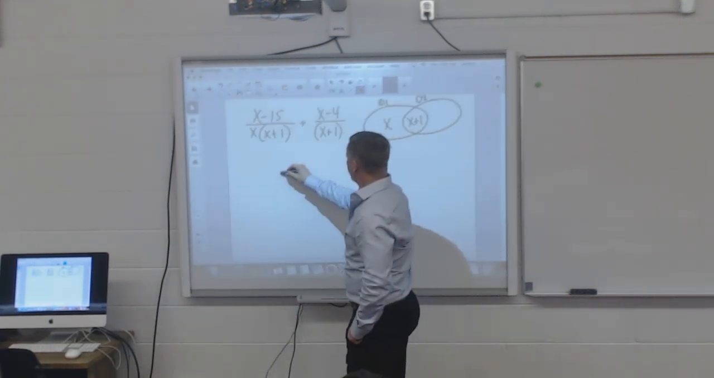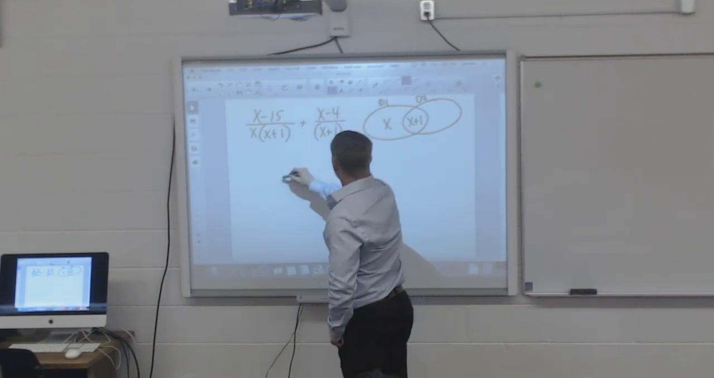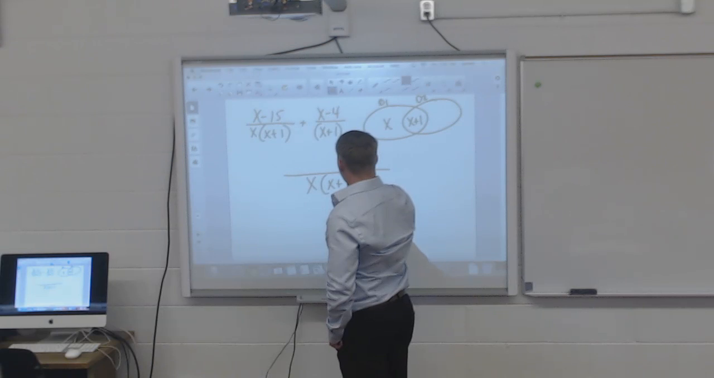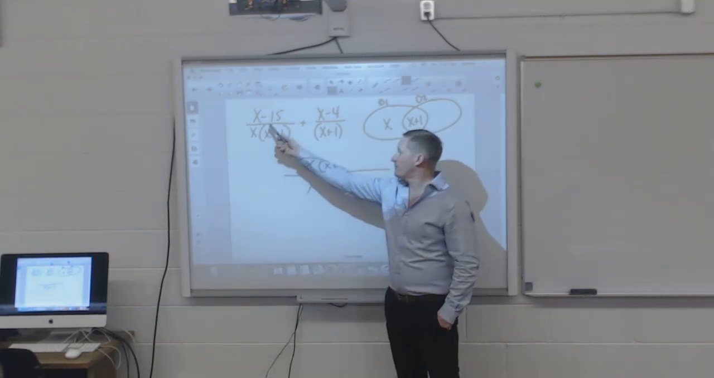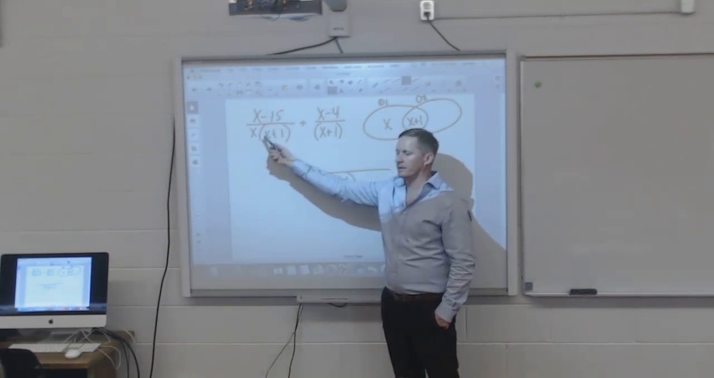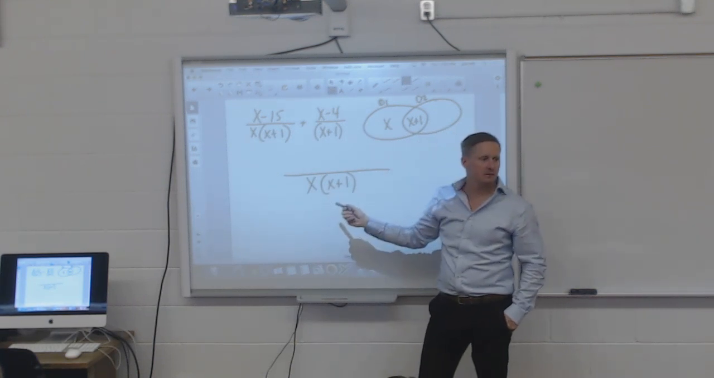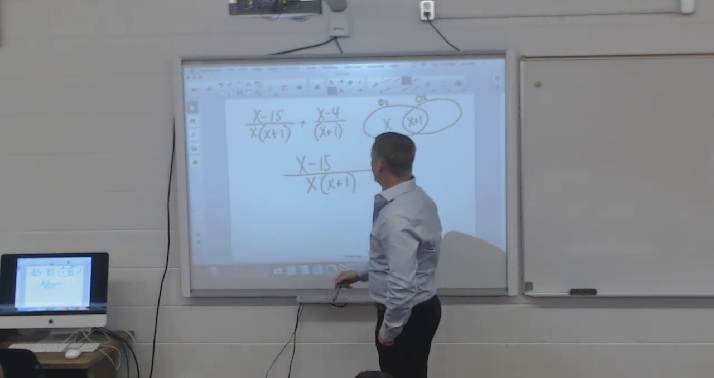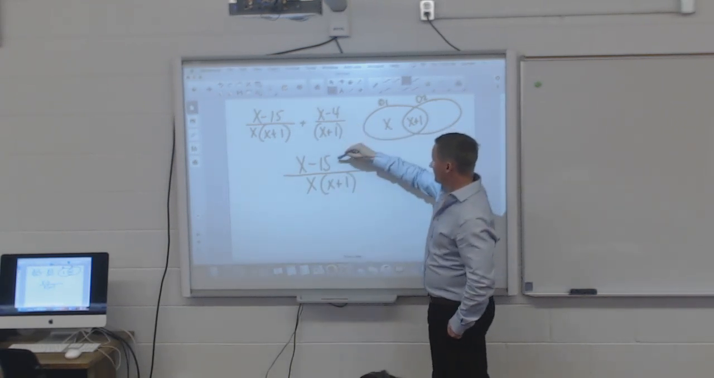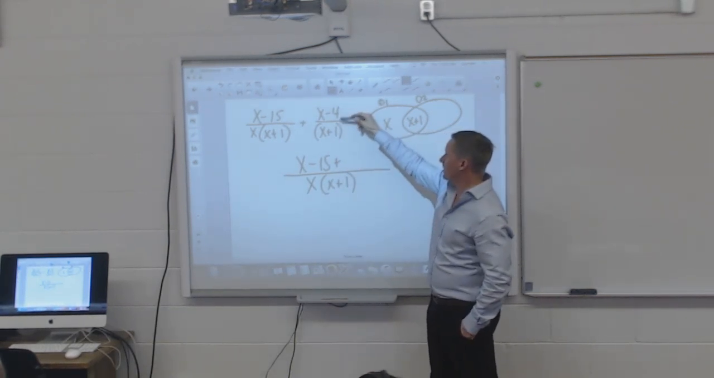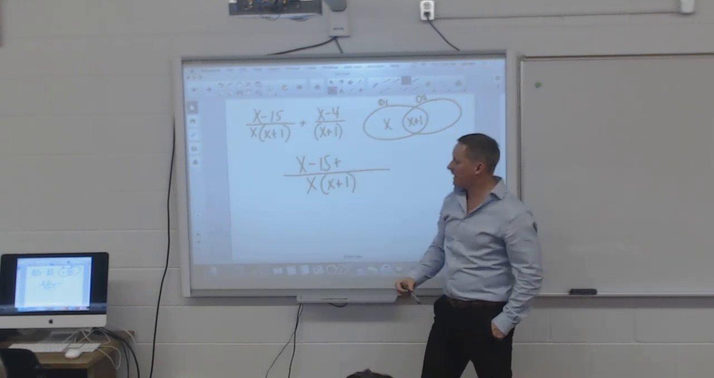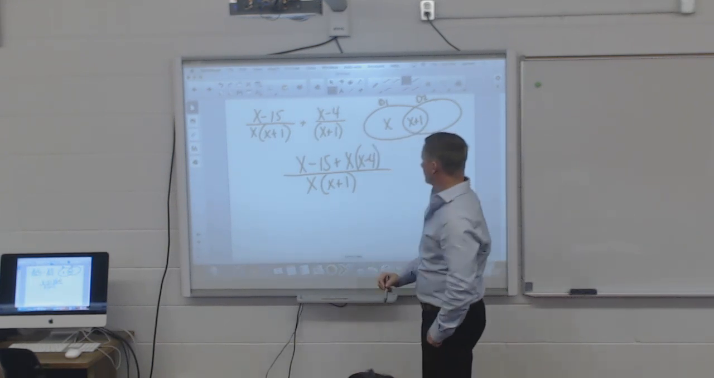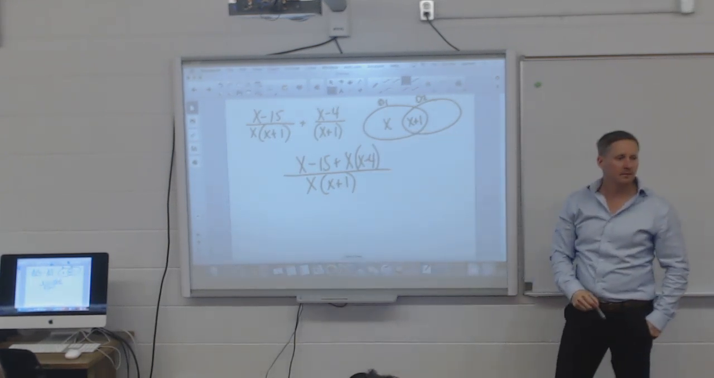Okay, so now my denominator is x times x plus 1. Do I have to multiply the top here by anything to get the bottom to be the same as this? No, so it just remains x minus 15. Great. Okay, what about up here? Do I have to multiply this by anything? By x? So I go plus x times x minus 4. So I get to there.